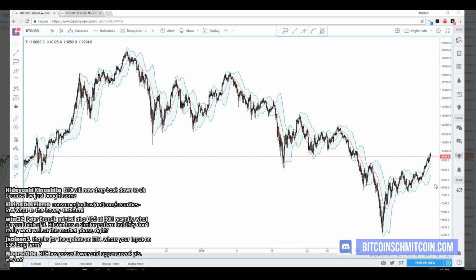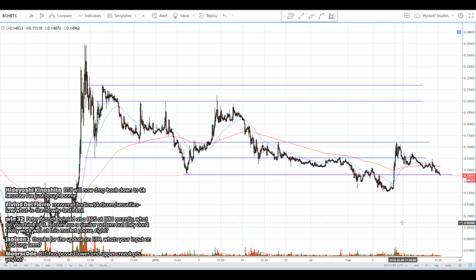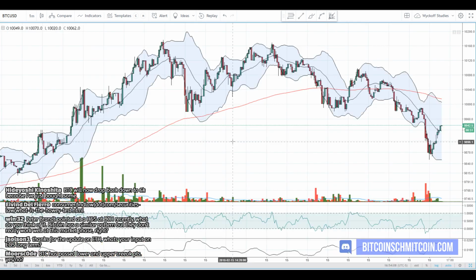Peter Brandt pointed out a head and shoulders on BCH recently. What do you think of it? Bitcoin has a similar pattern, but they don't really work well at this market phase, right? I don't know what you mean about working well in this market phase. Here's something that I'm keeping an eye on for BCH. I think he pointed out the USD pair, right? If I remember correctly.